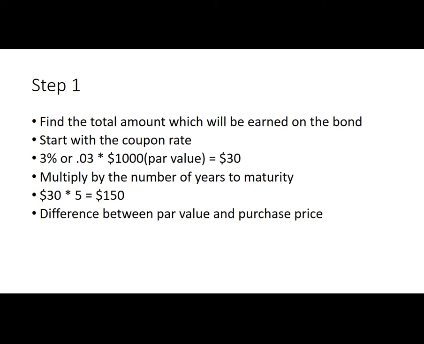The second part is to take the difference between par value and the purchase price of the bond. Par value is $1,000. Our purchase price was $950, leaving a difference of $50. The final part of step one is to add both together for total earnings. In this case, adding the $150 in interest to the $50 difference between par and purchase price, we would end up with $200. Once we have this, we can move on to step two.